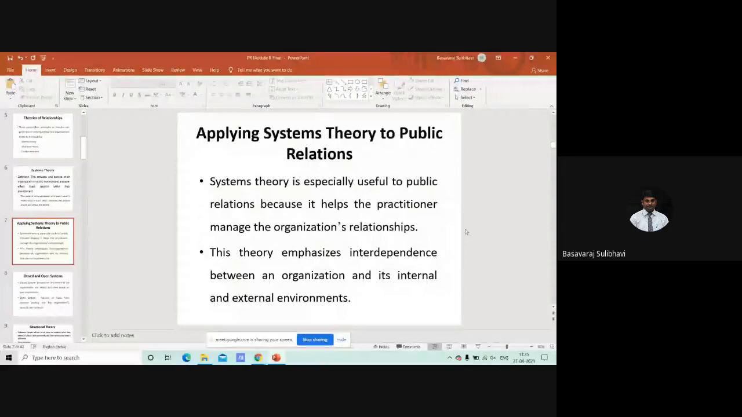So systems theory always says that there should be a good relationship between the organization and the public. Fine. So the major thing we give concentration to is the basis on which the organization has been built and what system is being followed in the organization. So internal it may be or external environment, you people have to take much care about that.